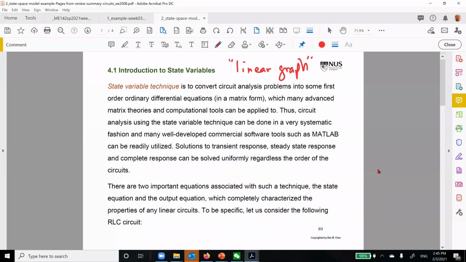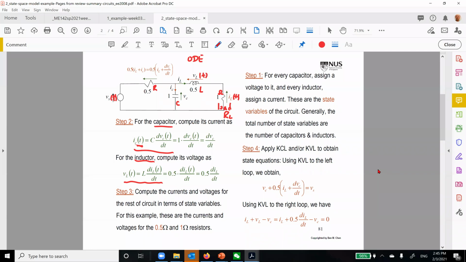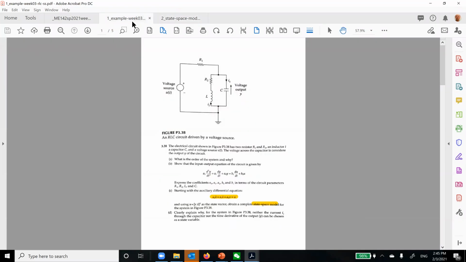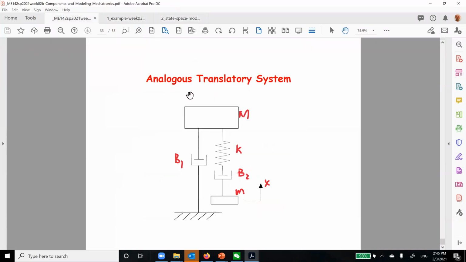Okay, let's do this. This is step 2, writing the constitutive equations. What is step 1? Step 1 is to identify: for a capacitor, you assign a voltage to it, and for an inductor, you assign a current to it. Use these two as state variables. Why? There is actually a rule of thumb in here.